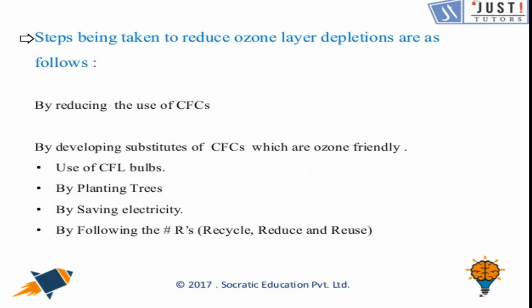So let's talk about the steps which are being taken to reduce ozone layer depletion. The first one is to reduce the use of CFC, which is chlorofluorocarbon. The next one is to use CFL bulbs, by planting trees, by saving electricity, and by following the 3 R's, which are recycle, reduce and reuse.